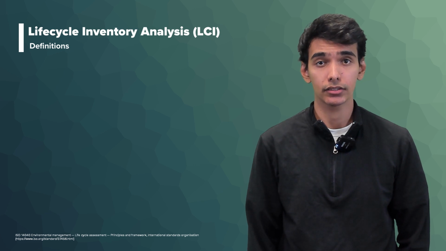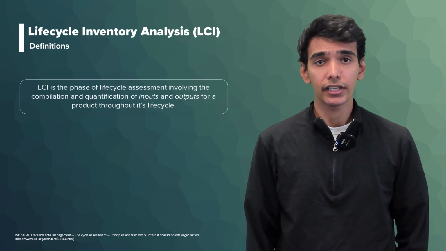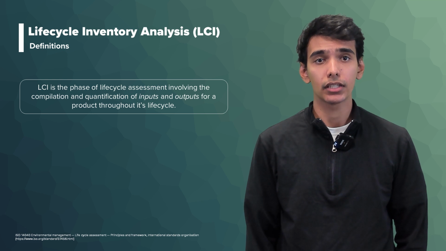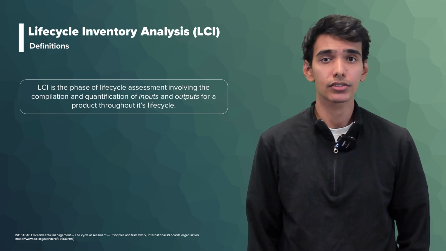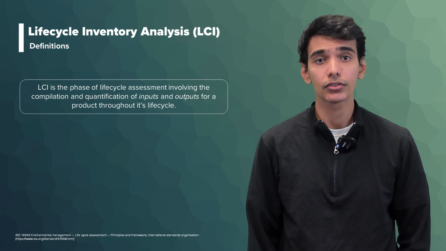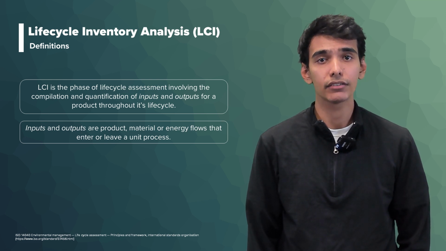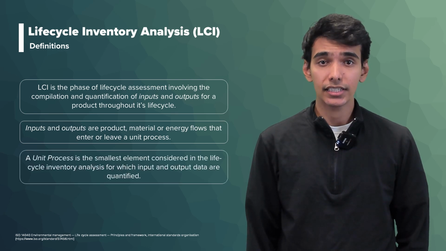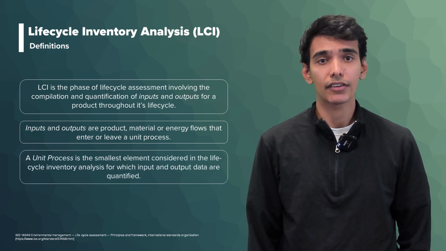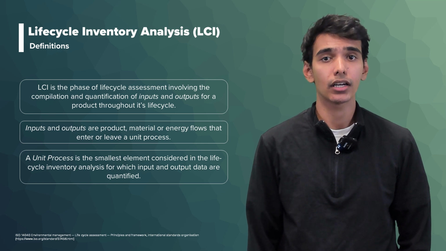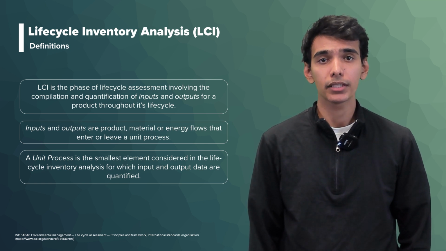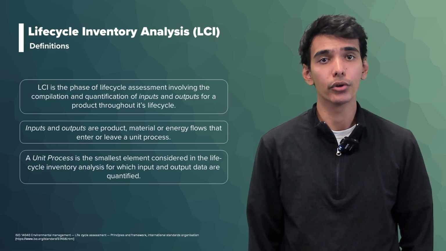Now that we're done with goal and scope definition of an LCA, we move on to lifecycle inventory analysis, or LCI. LCI is the phase of an LCA that involves the compilation and quantification of inputs and outputs for a product throughout its lifecycle. Inputs and outputs are product, material, or energy flows that enter or leave a unit process. And a unit process is the smallest element considered in the lifecycle inventory analysis for which input and output data are quantified. We will be more familiar with these terms as we go more into this lecture.